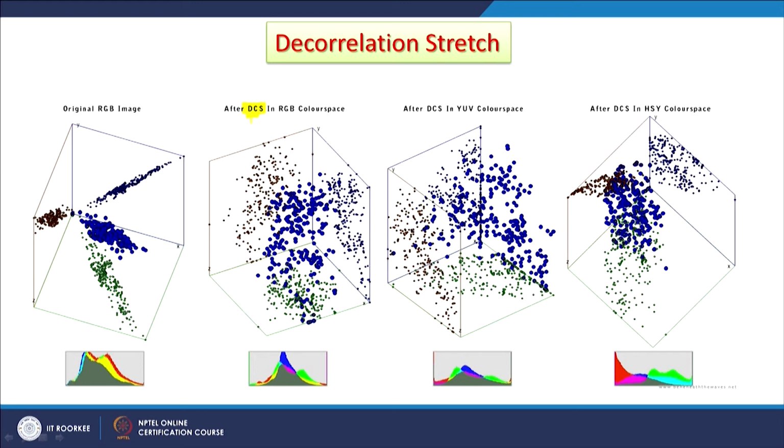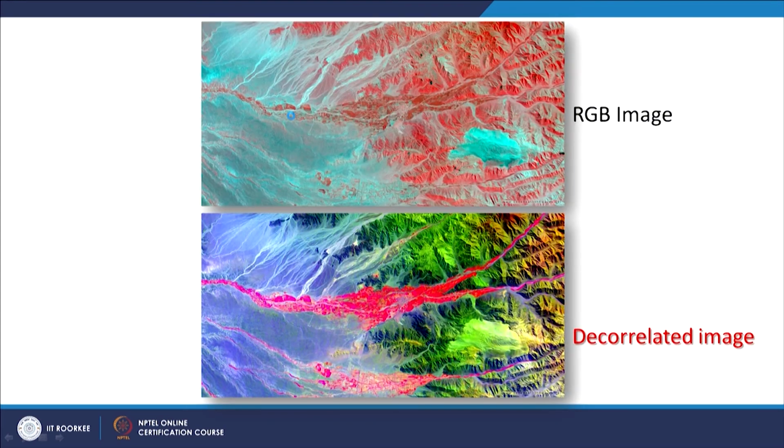After decorrelation stretch, in RGB color space, this is what you see, and in yellow and violet and other color spaces in different combinations, you see this one, and then you can have after decorrelation stretch HSV, or also IHS, that is intensity, hue and saturation. But the main important point here is that the original plot may look like this, but when you do the decorrelation stretch, it would look like this. That means you have decorrelated the correlation among bands and will have a maximum variation.